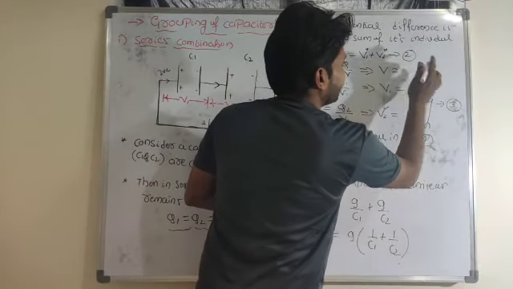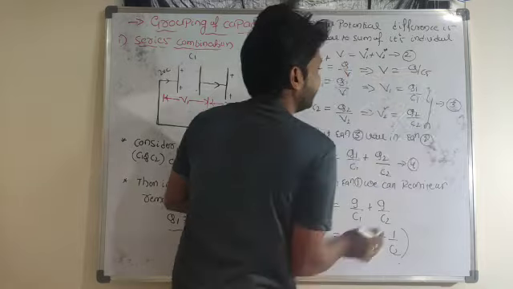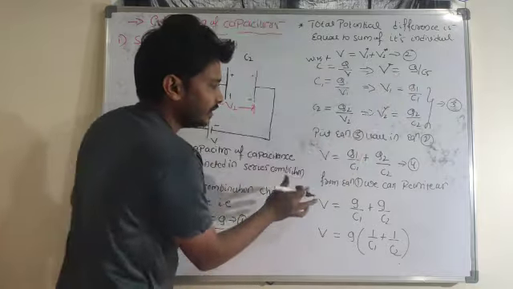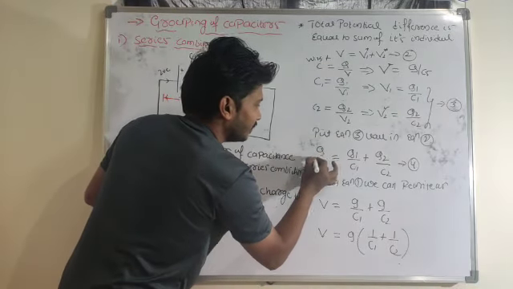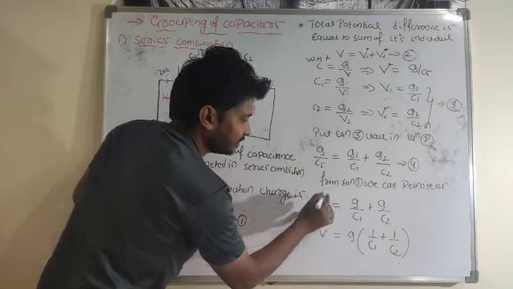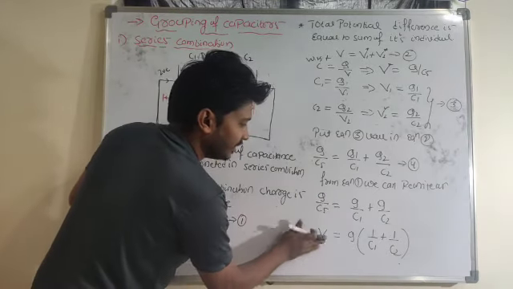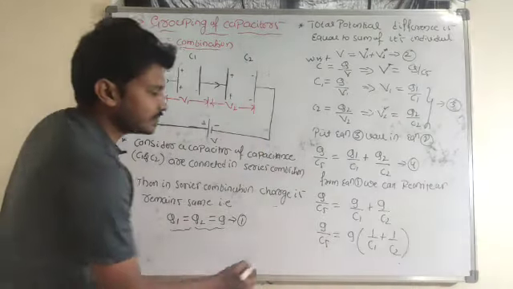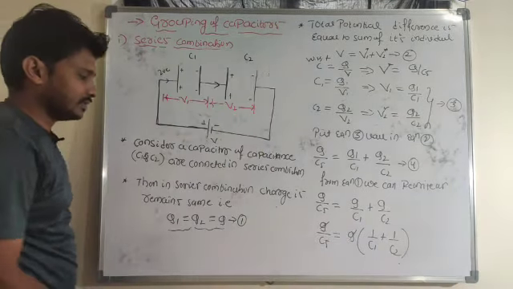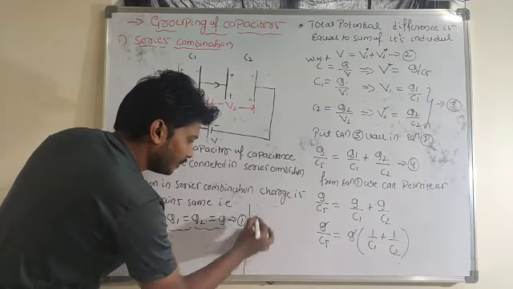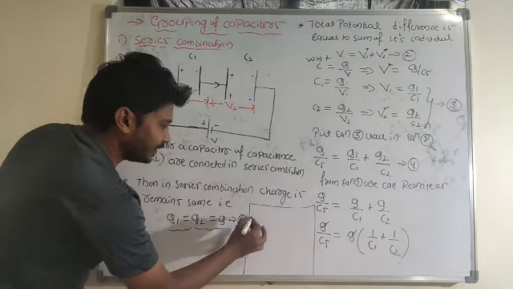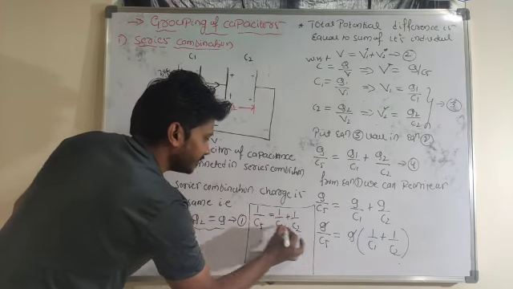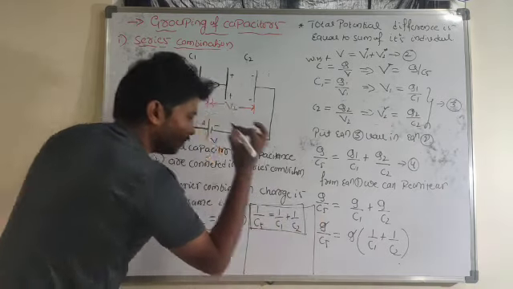I will write this equation as Q divided by Cs. Wherever V is there, what shall I take? Q divided by Cs. Hope you are understanding. The term Q will get cancelled out. So what will be the final equation? 1 by Cs is equal to 1 by C1 plus 1 by C2. Hope you are understanding here.